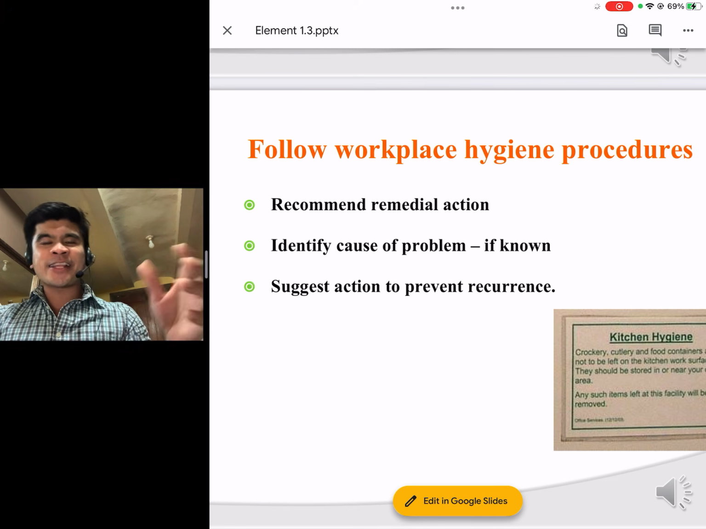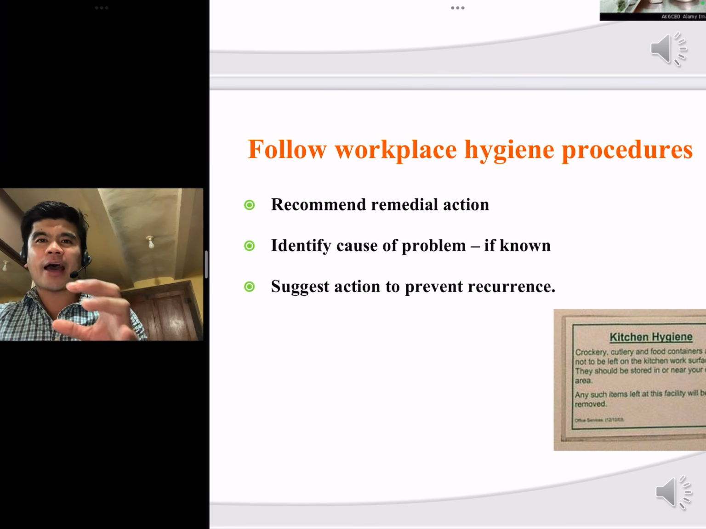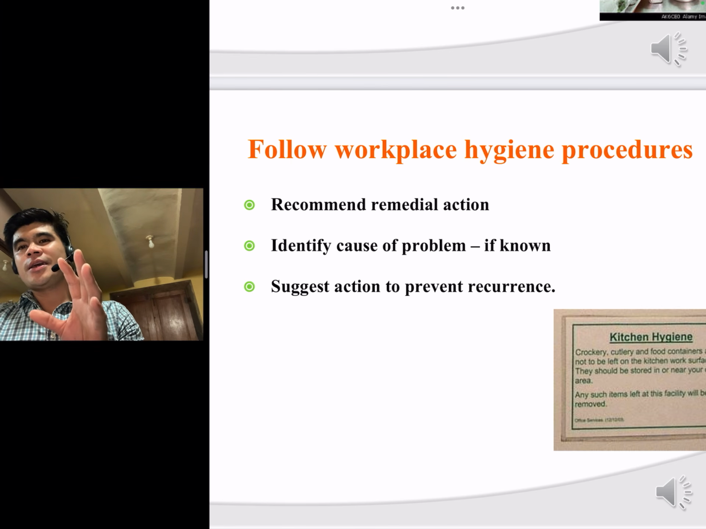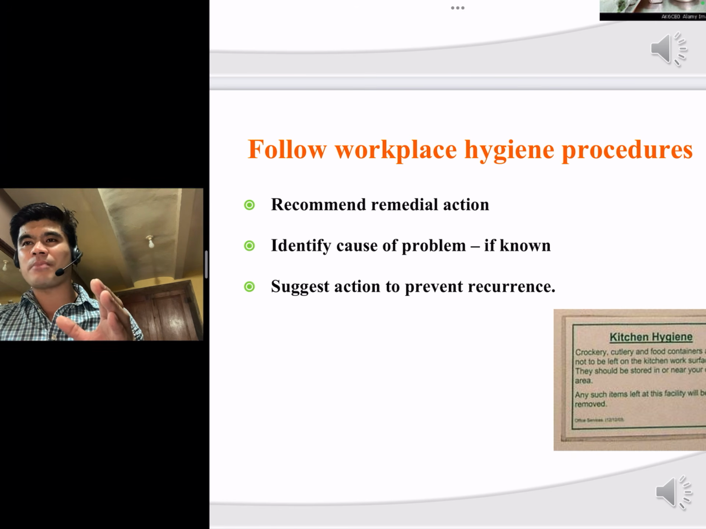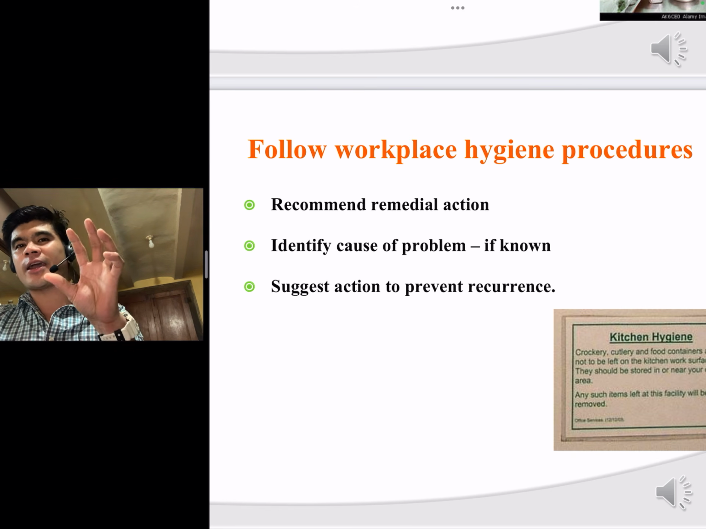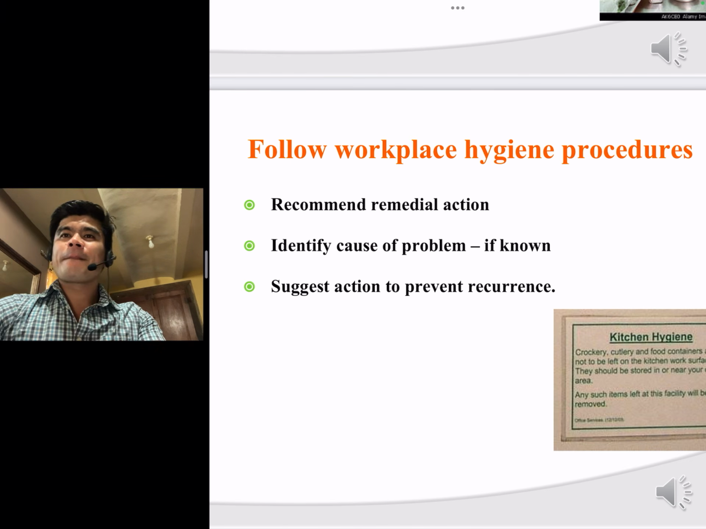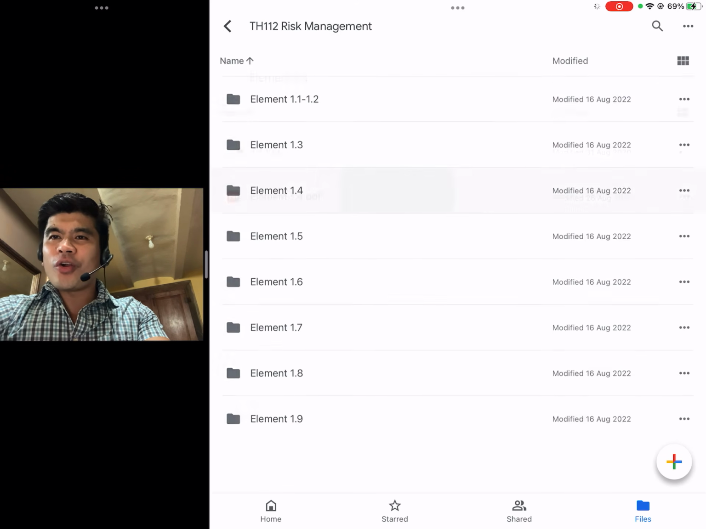So once again, that is how you handle the food. Whatever action you might take, that will fall under risk management. That's the reason why we're talking about this, to talk about the problem. And once the problem is addressed, it shouldn't be repeated. Okay. Moving on to element 1.4.